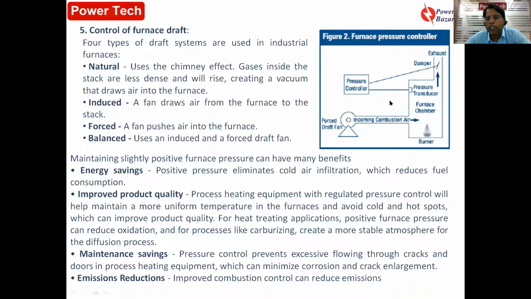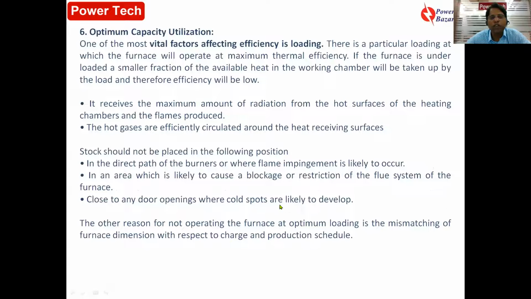So how is it achieved? You see, there is a pressure transducer, there is a pressure controller, and there is a damper. Based on the pressure, the damper is closed or opened, and its position keeps on changing on the basis of the sensor and pressure controller. By this we can control the furnace, and remember the furnace is normally maintained at slightly positive pressure to achieve energy efficiency.